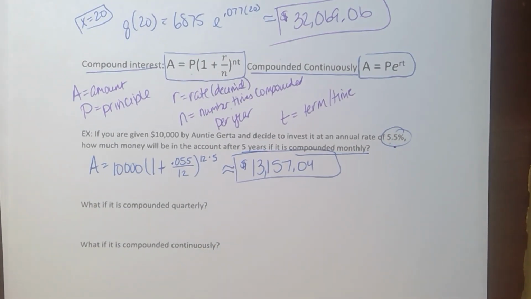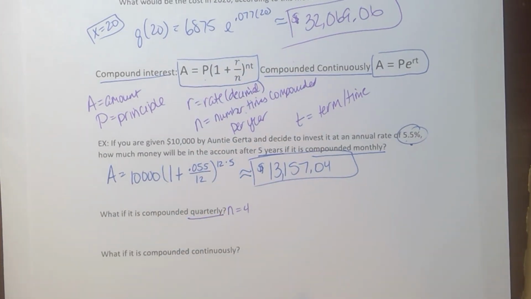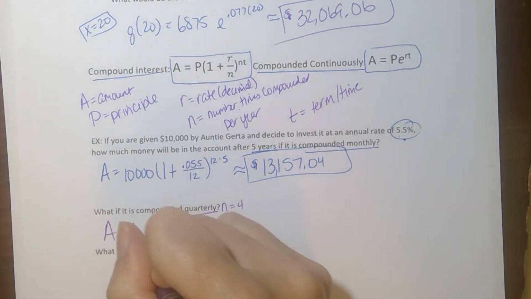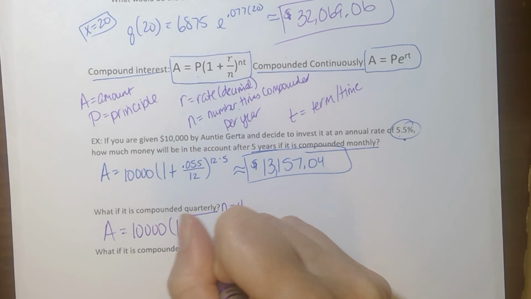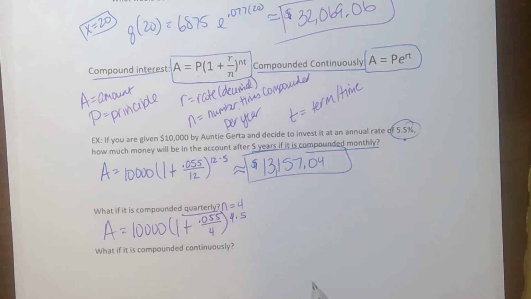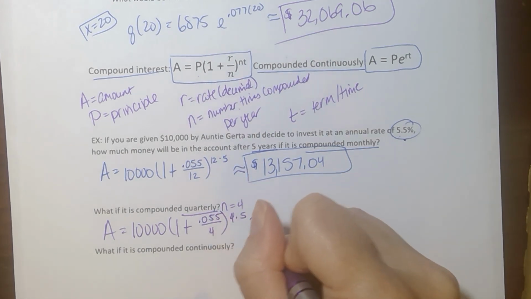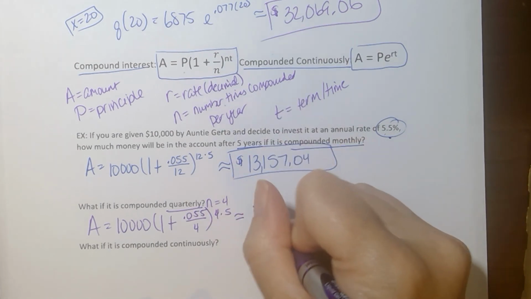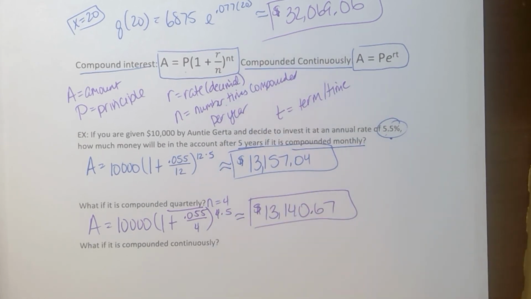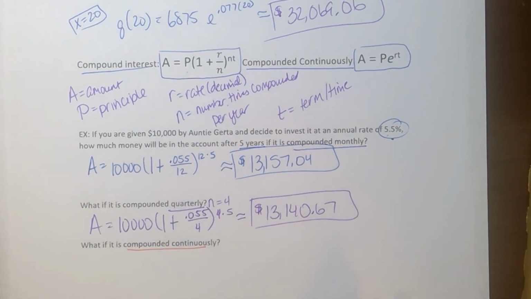The next problem says, well, what if it was just compounded quarterly? What if it wasn't compounded monthly, but it was compounded quarterly? Well, in that case, n is going to be 4, but otherwise, I do the same calculation. So I have 10,000 times the quantity 1 plus 0.055 over 4 this time, to the 4 times 5 power, because n goes in both of those places. If you plug that into your calculator correctly, you get just a little less interest because it's not being compounded quite as frequently.